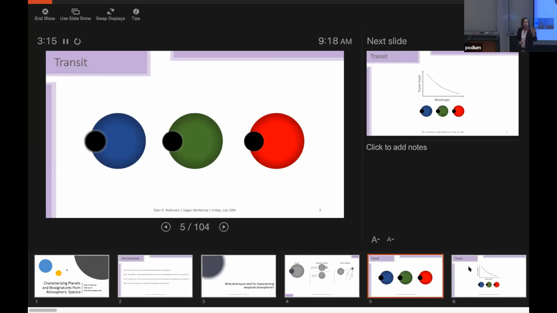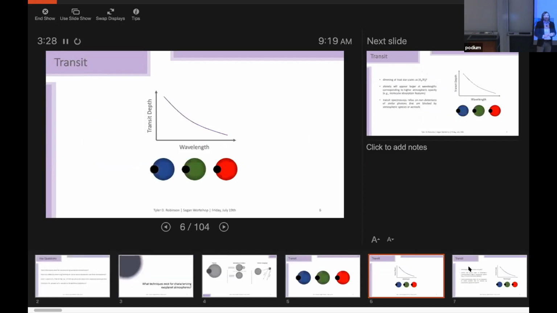In transit spectroscopy, you're sensitive to the fractional dimming of light from the host star. So the more extended atmosphere on this side should be blocking out more light from the host star at the blue wavelengths than at the red wavelengths. If you were to plot that up as a spectrum, so how much light is blocked as a function of wavelength, or the transit depth as a function of wavelength, you should have something that looks like higher transit depths at the blue wavelengths and smaller transit depths at the red wavelengths.